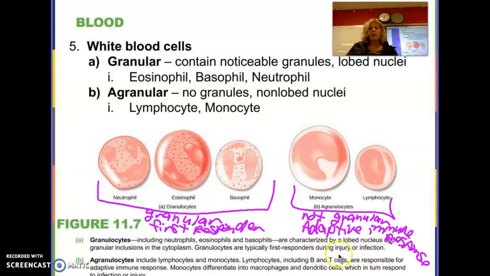Granulocytes are typically those first responders during injury or infection. So if you cut yourself or get some sort of fungal infection, it's going to be the granulocytes that respond first, whereas the others can differentiate into macrophages and dendritic cells, which also respond to infection and injury, but not necessarily as the first on the scene. They're not going to be those first responders, but still very, very important.